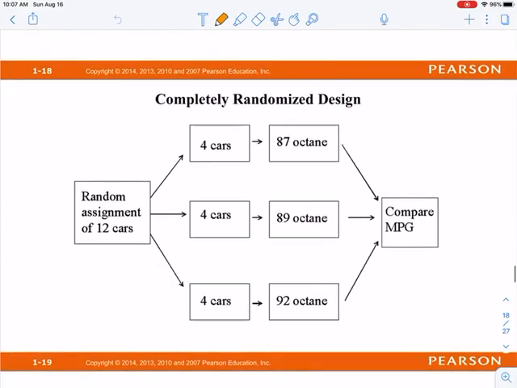So here's kind of a picture of what's going on for that completely randomized design. We took our 12 cars, we split them into 3 equal groups, and then one group is getting the 87, one group is getting the 89, one group is getting the 92. But in the end, we want to know the same thing. We want to know the miles per gallon for each one of those groups.